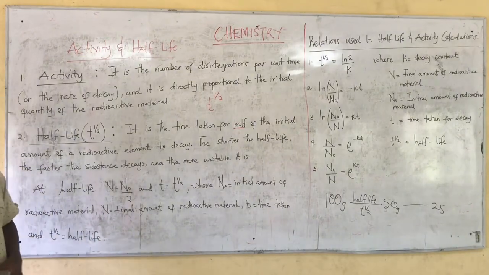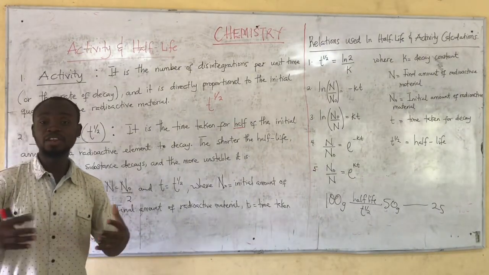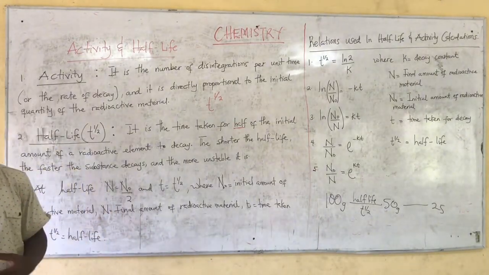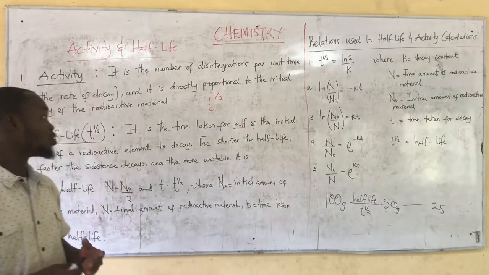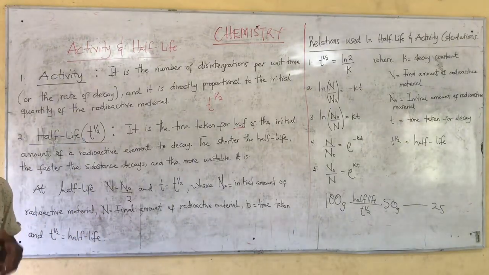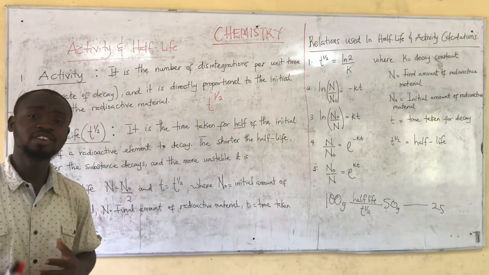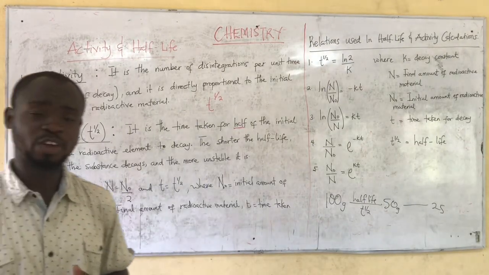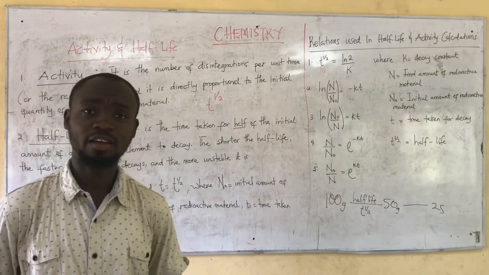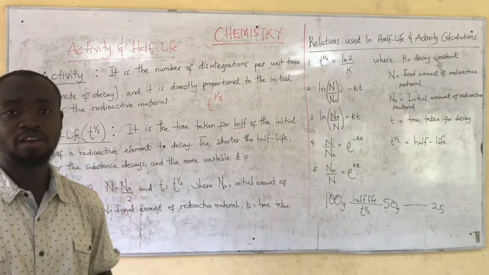So activity is the number of disintegrations per unit time, and it is measured using the Geiger Muller counter. And half-life is just the time taken for a radioactive element to disintegrate or decay by half of its initial or original amount.